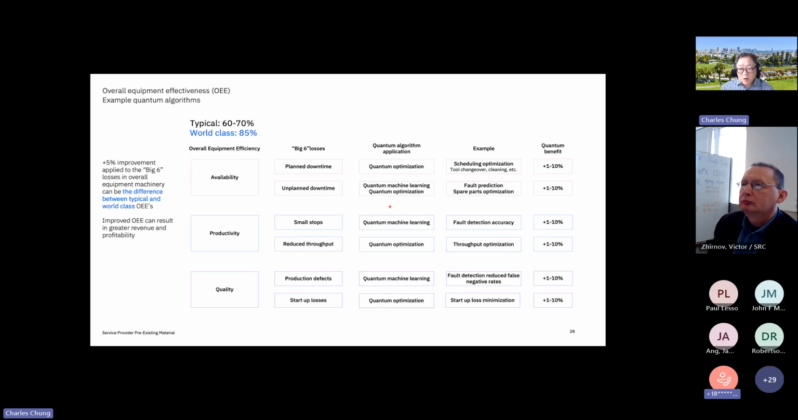I've listed here a number of quantum algorithms that could be potentially applied to each of these, and given you an example here. And if you assume a quantum benefit in the 1 to 10% range, say 5% as an average, 5% over 6 categories is 30%. This 30% is the difference between typical and world-class overall equipment effectiveness. And so you can see that bringing a lot of small efficiency improvements using quantum algorithms can be quite transformative in the way that equipment is actually used in manufacturing settings.